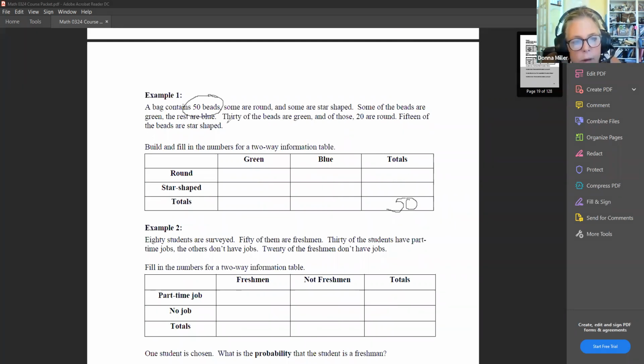30 of the beads are green. And of those, 20 are round. So I've got 20 round green beads.